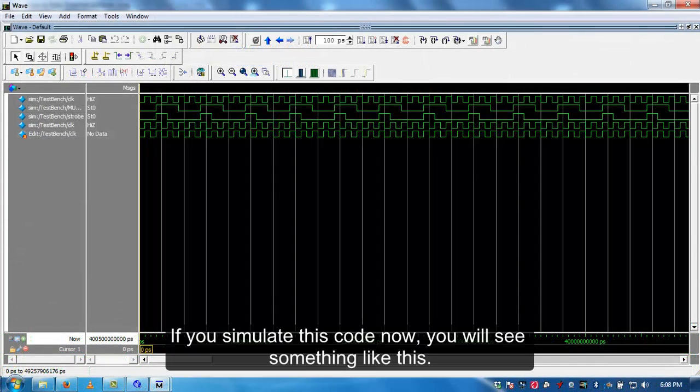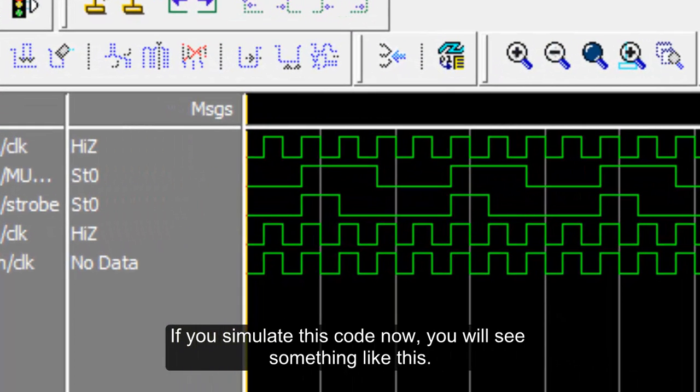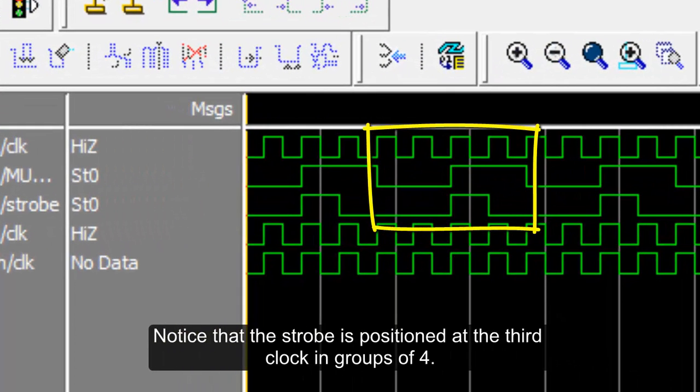If you simulate this code now, you will see something like this. Notice that the strobe is positioned at the third clock in groups of 4.